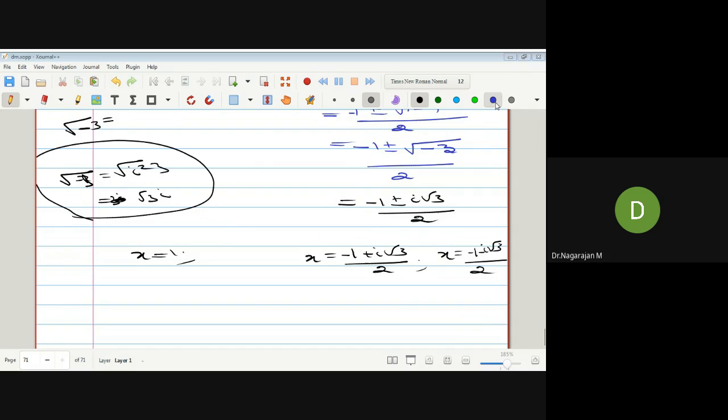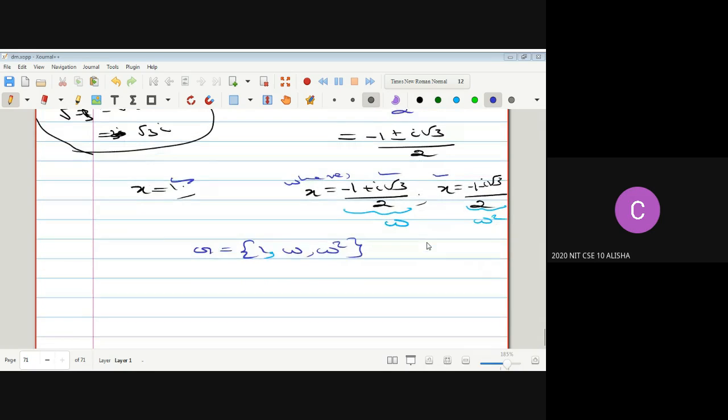Okay. Therefore, what is the result of the cube root of 1? What is the cube root of 1? So the first result is 1. The second result you will take in the mathematical format as omega. The other is called omega squared. Therefore, the cube roots of 1 are 1, omega, omega squared, where omega and omega squared are these two numbers. Up to this one, any doubt? Super, very good.